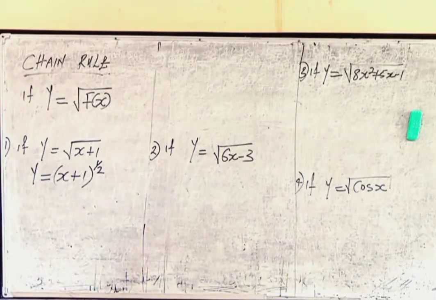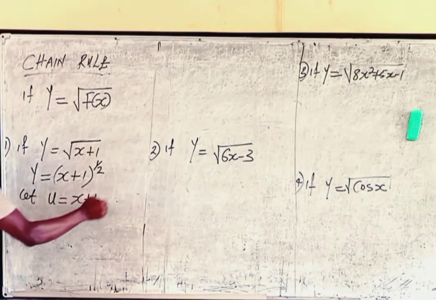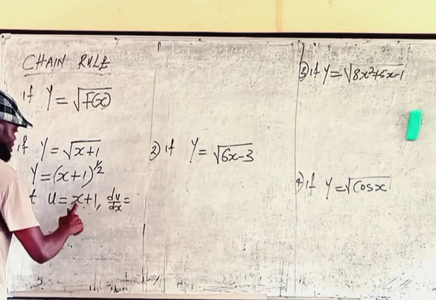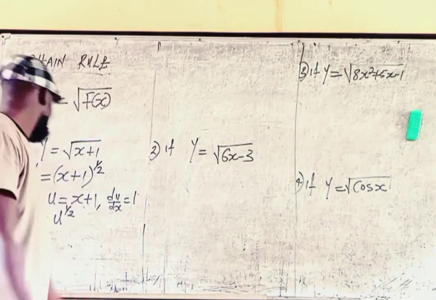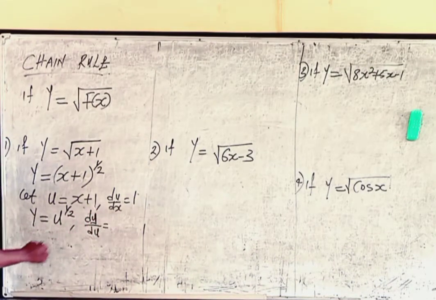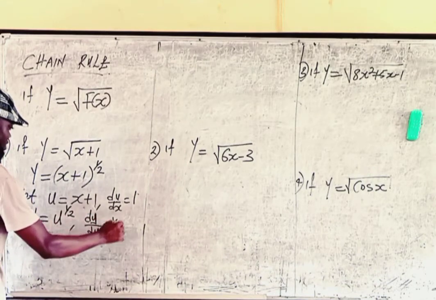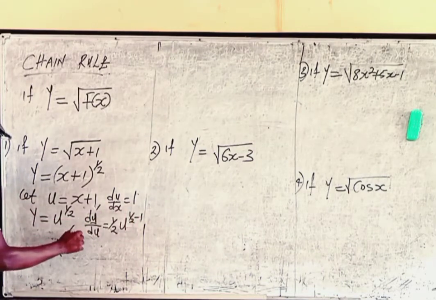So the next thing, let u be equal to x plus 1, such that if I differentiate this, differentiating x I have 1, differentiating 1 you have 0. So du over dx is 1. And the question itself will be equal to u raised to power 1 over 2. Let's differentiate this: dy over du will be equal to half times u to the half minus 1, and half minus 1 will be minus half.